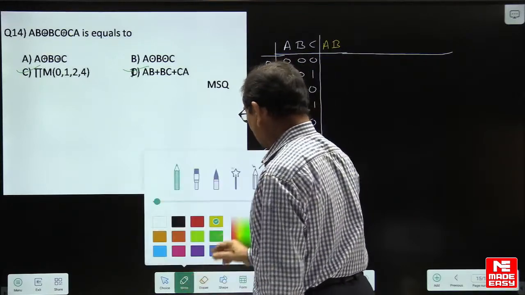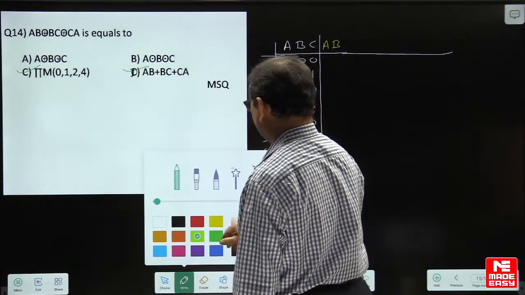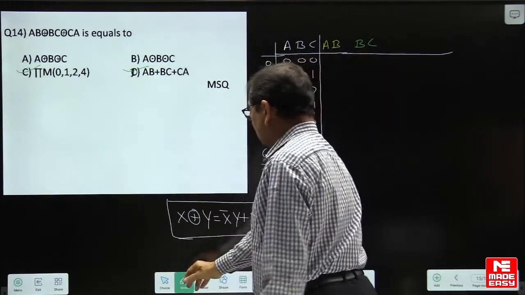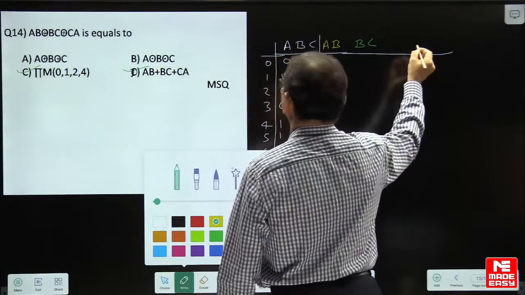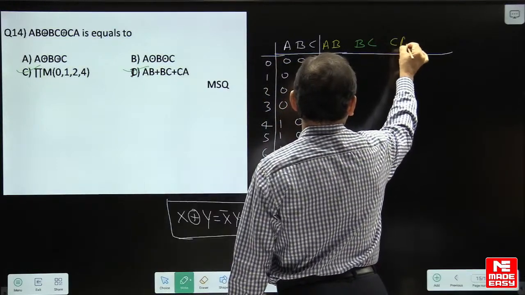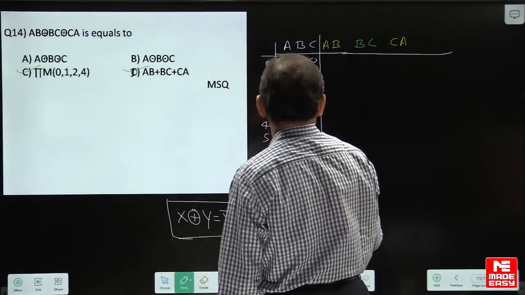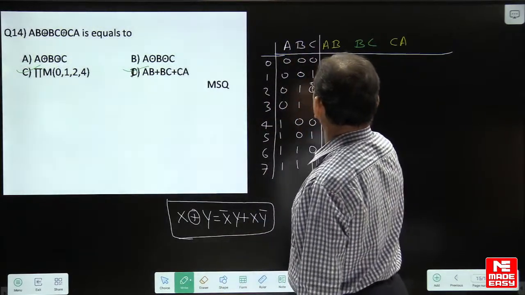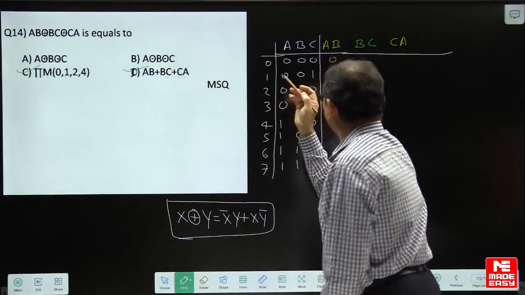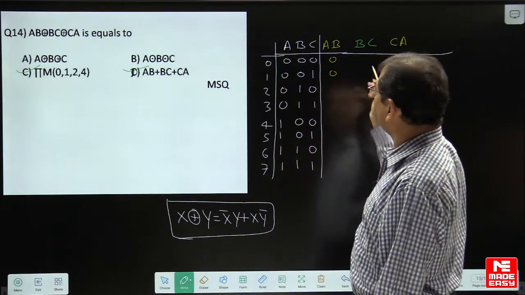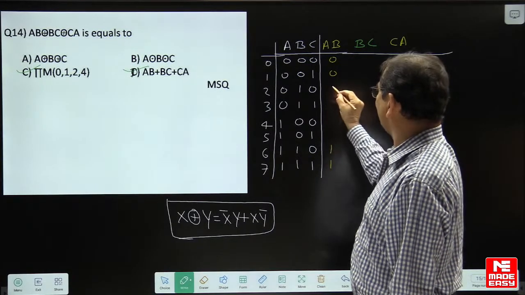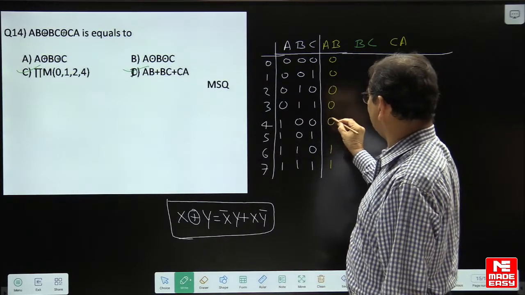Later we'll look at BC, and then CA. So AB: if you are looking at it, it is 0 or 0, and whenever A and B both are 1, then only it is 1. A and B both are 1 here. Everywhere else it will be 0.